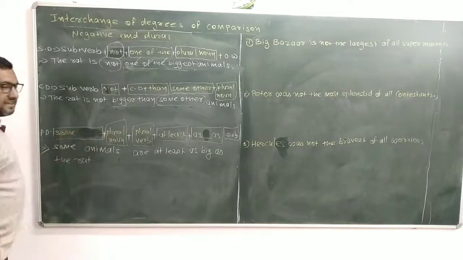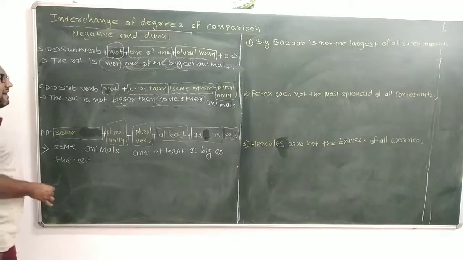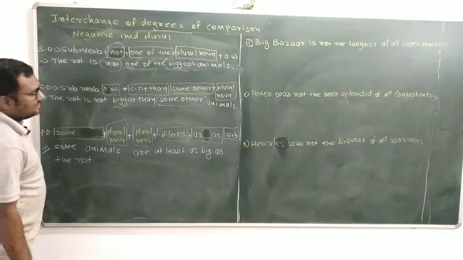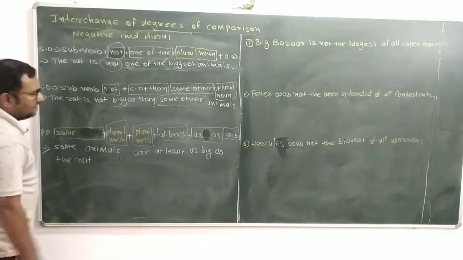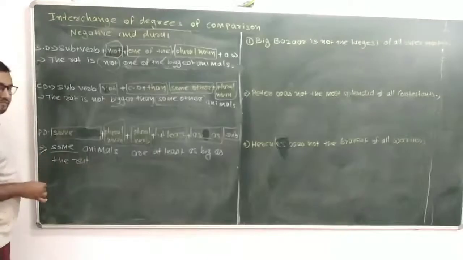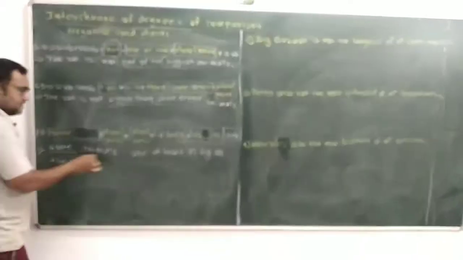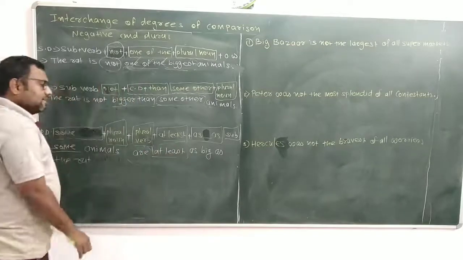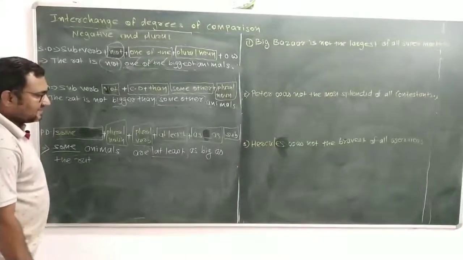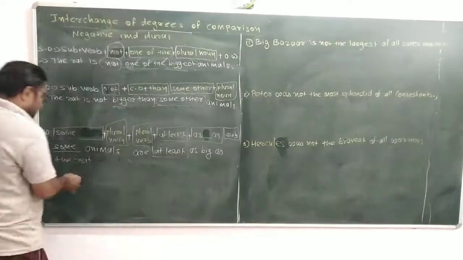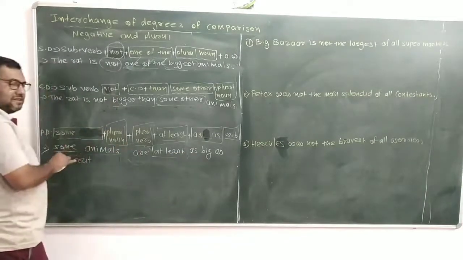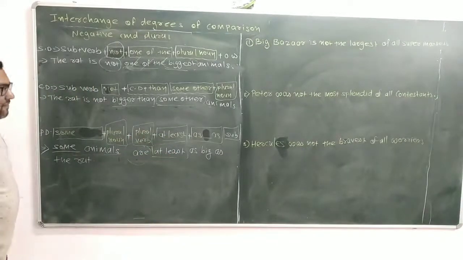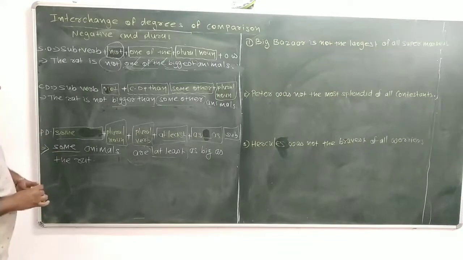Same thing in positive degree. All of you know very well that when we make positive degree, we start from the last. What is the plural now? Animals. Before animals we can write some. So some animals are at least as big as the rat. Here in a negative sentence we use some or at least. Clear my friend?